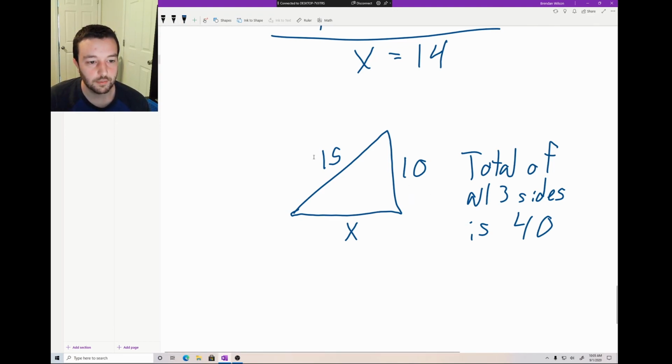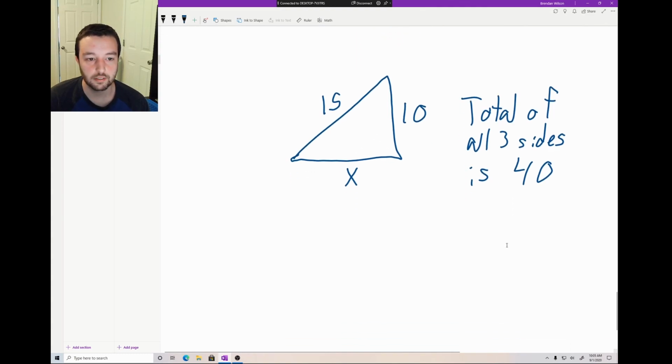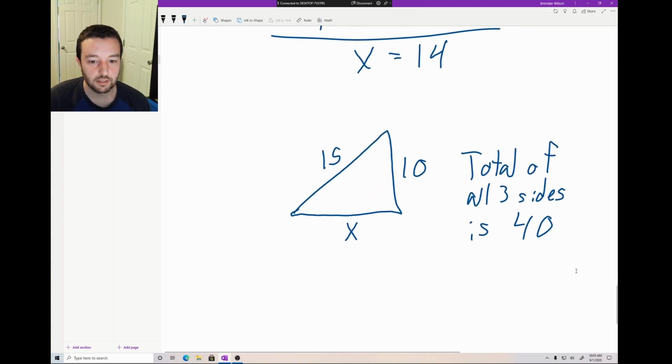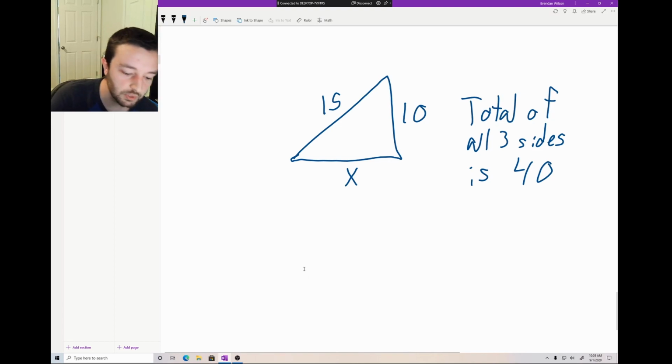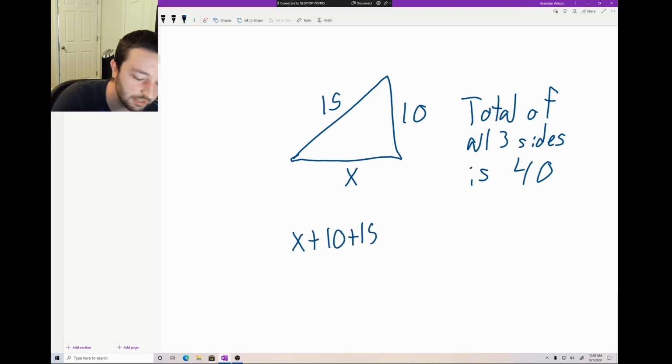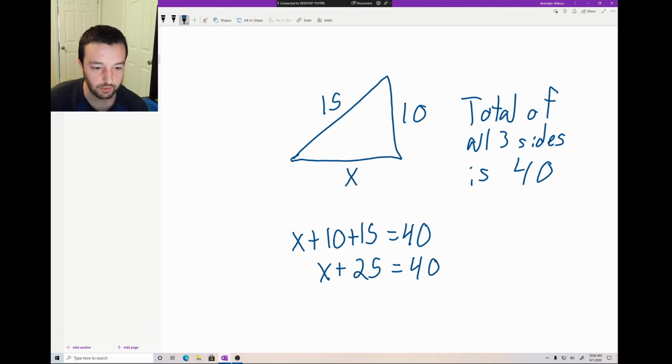So we know this side is 10. We know this side is 15. We know this side is something. We don't know what it is, but we know that they total up to 40. Then we can use this algebra to figure out what that unknown side is, because we know that x plus 10 plus 15 has to be 40, right? Now, we can just add the 10 and 15 together to get 25. And then we have x plus 25 is 40.